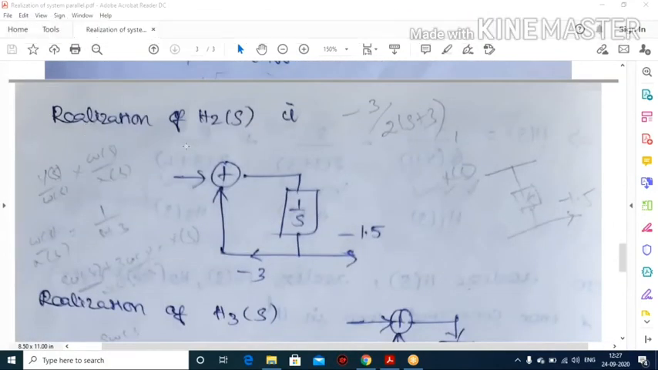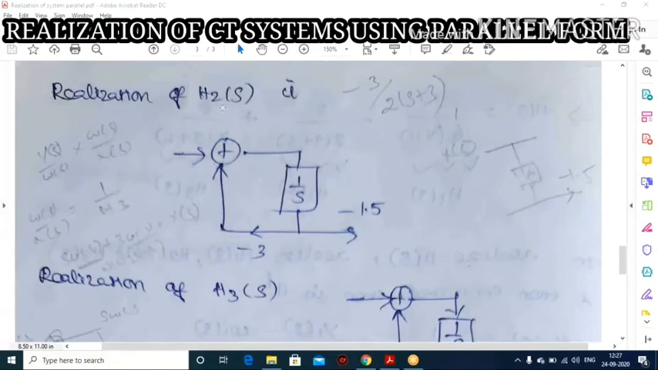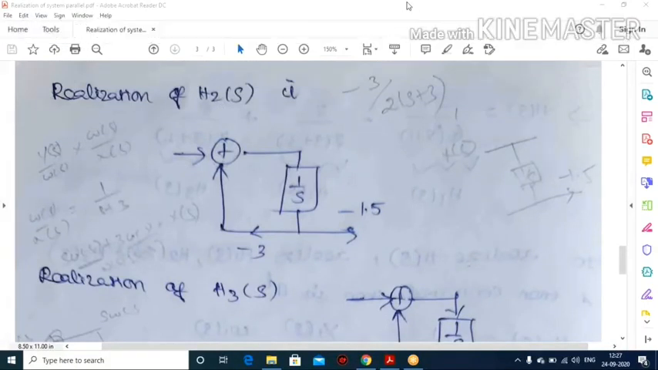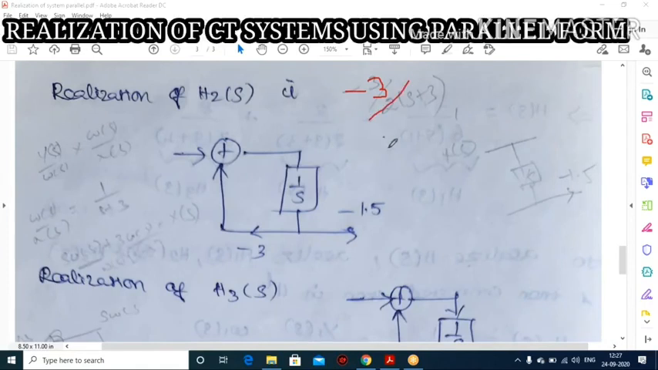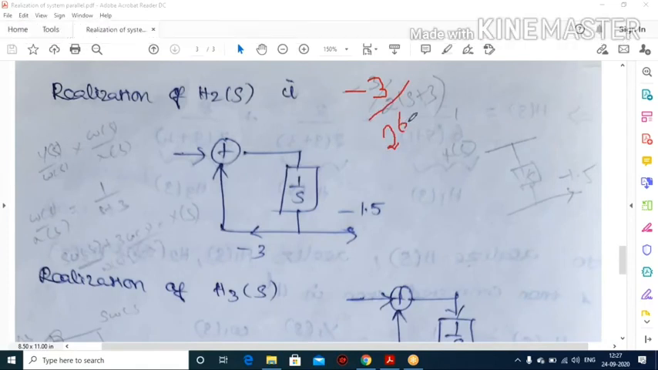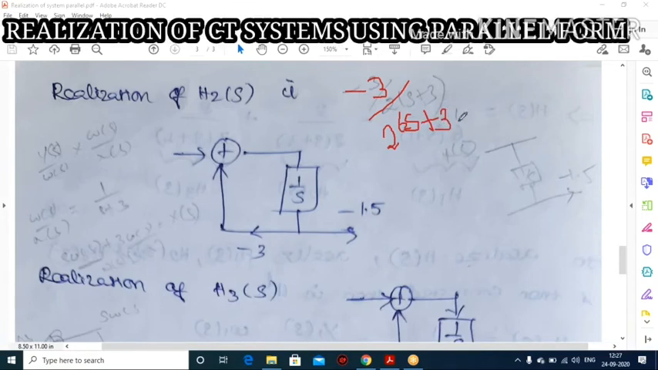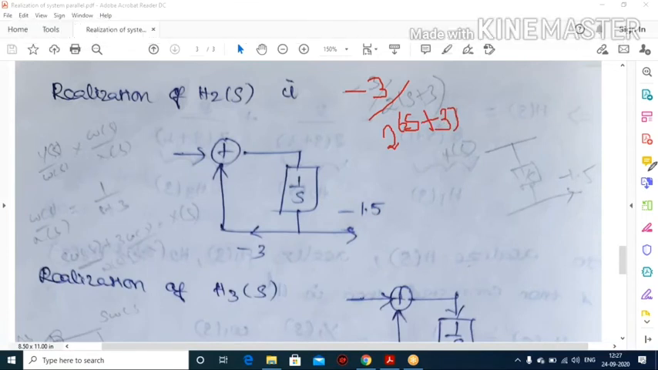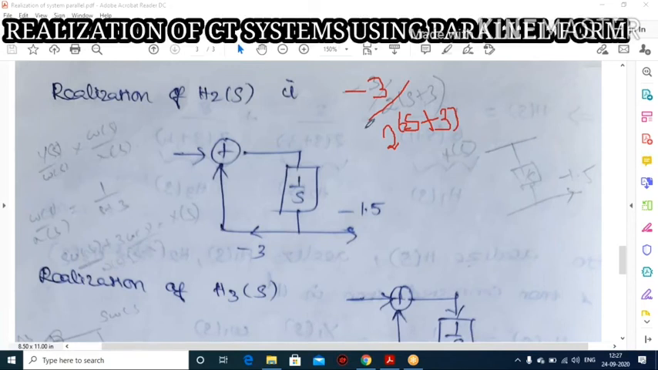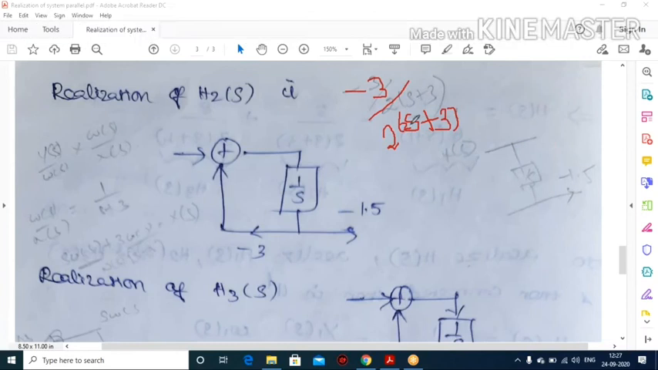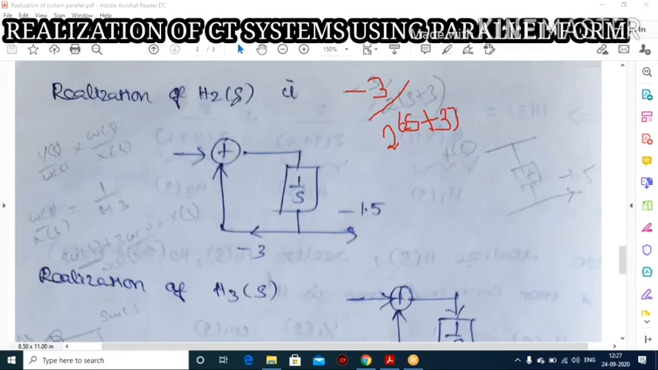See the realization of H2 of S. H2 of S is minus 3 by 2 into S plus 3. This is taken from your equation number 1. So S plus 3, this is your subtransfer function, isn't it? So minus 3 by 2, that is minus 1.5, I think. Now listen. The first step is that H2 of S can be split up into two subtransfer functions.